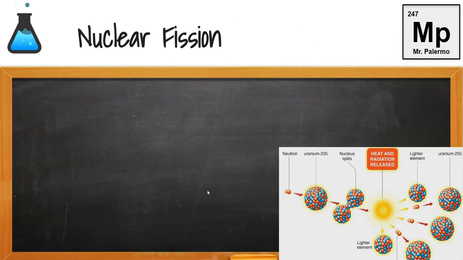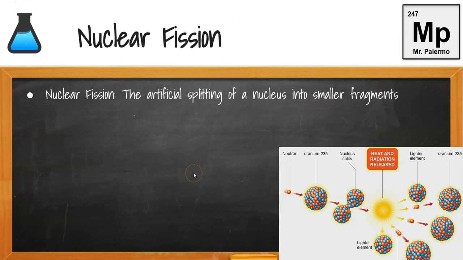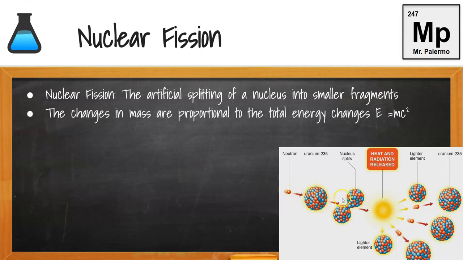Now let's look at nuclear fission. So this is an artificial transmutation, so it's artificially splitting a heavy nuclei into smaller fragments. And so you see here we have uranium-235, and using a particle accelerator we can bombard it with neutrons. It's going to absorb those neutrons and cause that nucleus to split into lighter daughter nuclei. And when it does that, it's going to release lots of energy and more neutrons.